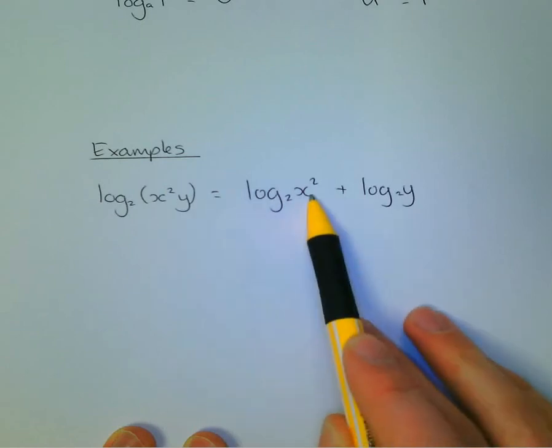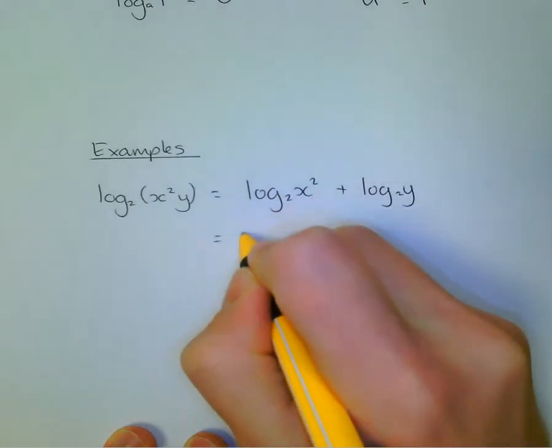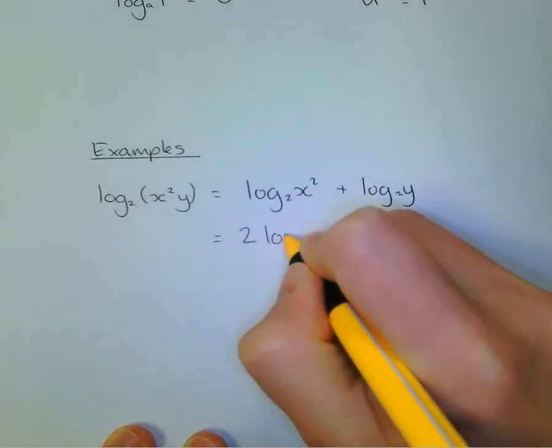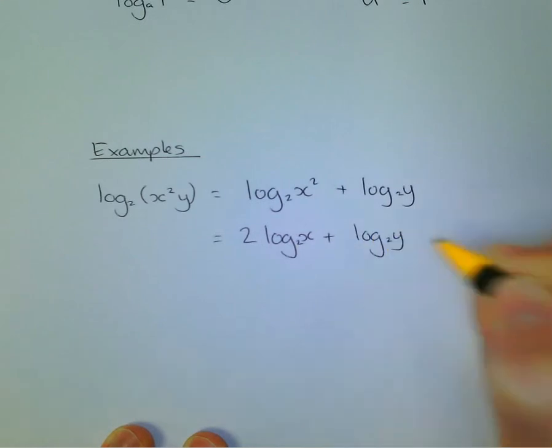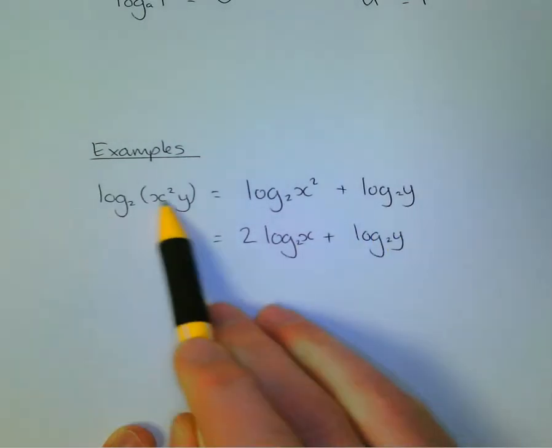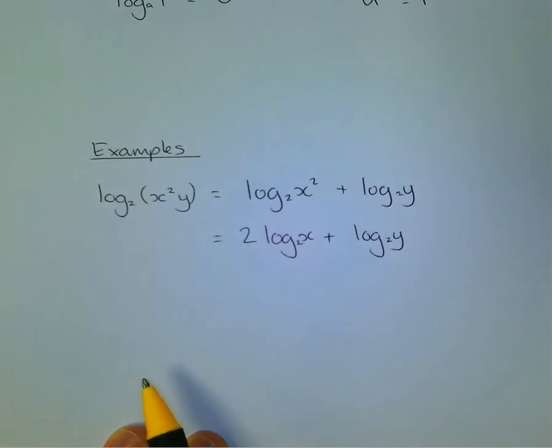But now, look at this. We've got a power law. So what happens to this power? It comes down in front. So log of x to the base 2 plus log of y to the base 2. So basically what I've done, I've taken this and I've rewritten it in terms of log x and log y. There you go. So get lots of practice in there, you're going to need it.